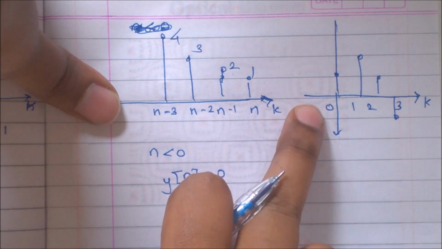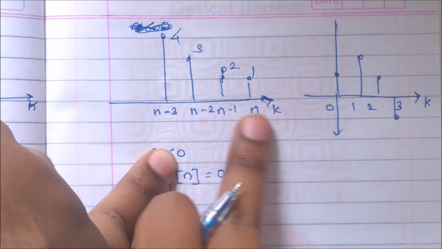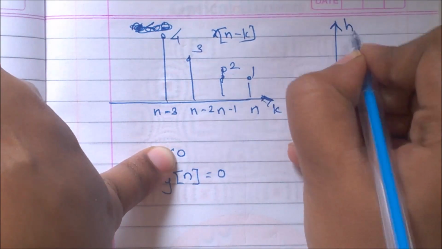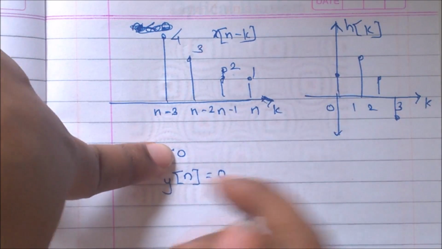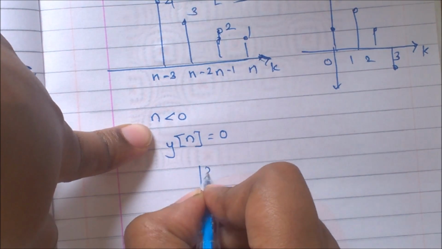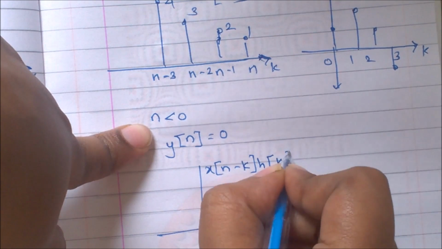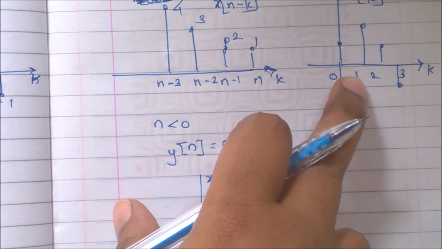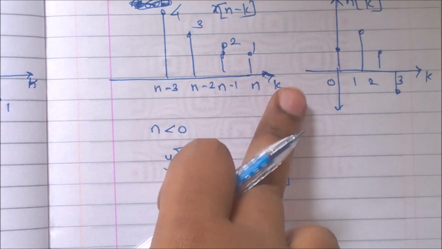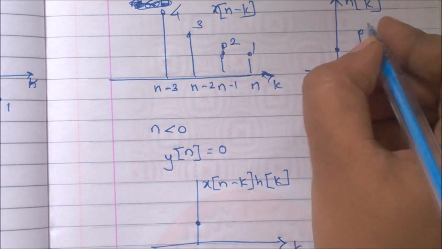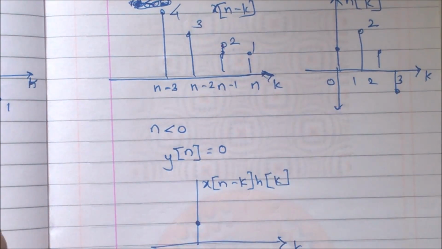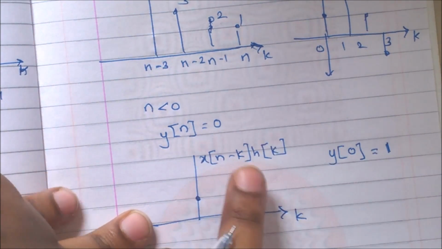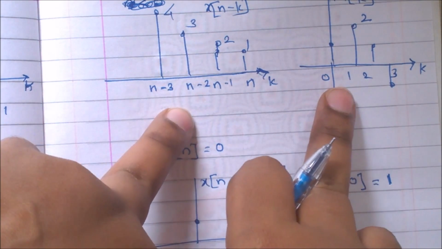Then again it's 3, again it will be 0, and at minus 1 it is 2, so it will be 0. But at 0, the value of x of n minus k is 1, and the value of h of k is 1. So 1 multiplied by 1, so the resultant signal will be this kind, x of n minus k multiplied by h of k. So this will be 1. And the next value will be at 1. At 1 we see that there is no signal present of x of n minus k. So it is 0. So 0 multiplied by 2, it is 0. And the rest of the signals also will be 0 valued. So for y of 0, we will get 1.